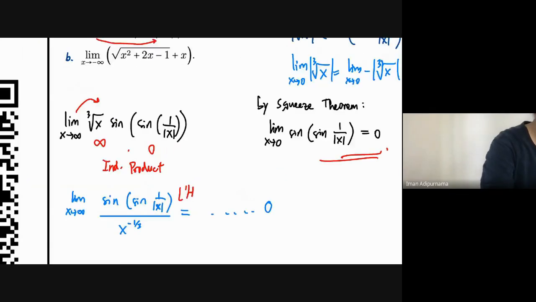Now let's look at number B. I believe you should be able to solve this. This is just a normal limit situation. When you calculate this, be careful with the negative infinity. This might confuse you in the calculation.